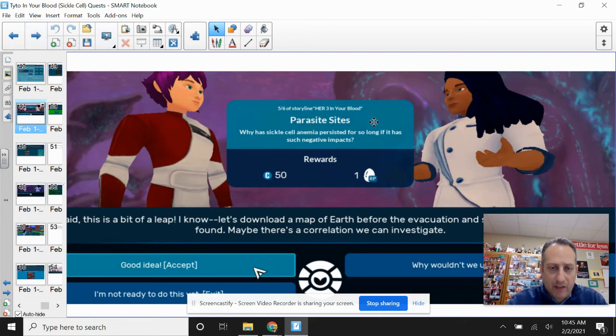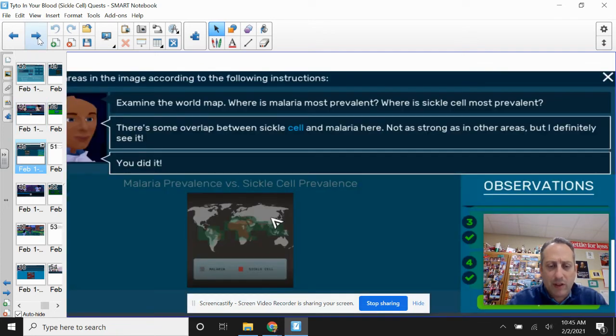Next, parasite sites. Why has sickle cell anemia persisted for so long if it has such negative impacts? That's a question. Why do we evolve with that? If it's negative, usually negative stuff doesn't get passed on. If they have a negative trait, they usually don't have kids or possibly die off if it's really bad. So why is it so common?